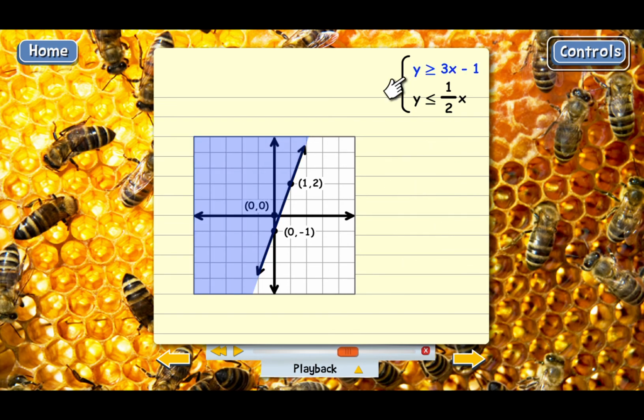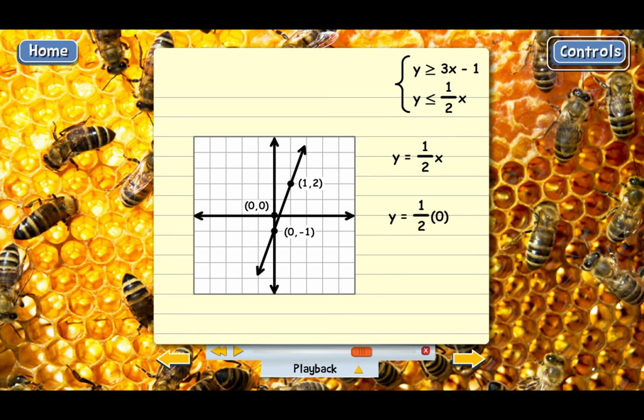Now that we've graphed this first inequality, we need to graph the second inequality and then determine where the shaded regions overlap. That's going to tell us the solution to the system as a whole. So now let's graph the second line and do the same thing for y is less than or equal to 1/2 x. Remember, we start by graphing the line y equals 1/2 x, and we do that by plotting 2 points located on the line and then connecting them. This time we're also going to use a solid line because we have less than or equal to.